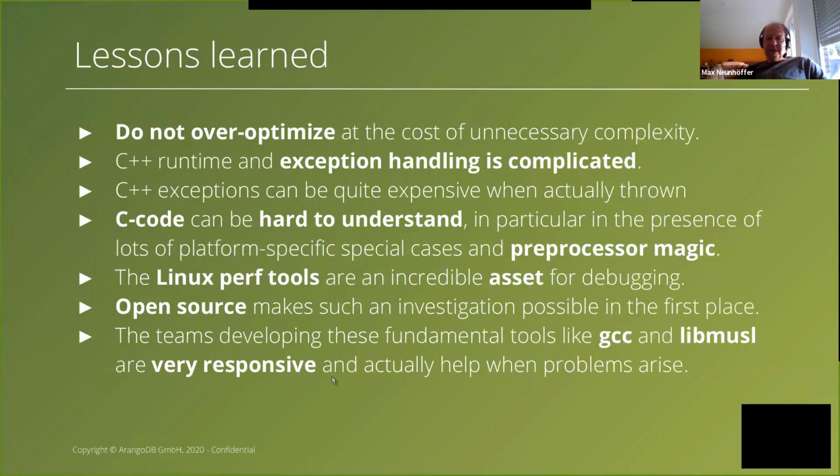So for me, what are the lessons learned, other than that I learned a lot about exceptions and exception handling, the C++ runtime, debugging, and perf tools? Don't over-optimize if it costs unnecessary complexity. C++ runtime and exception handling is complicated by definition and by construction. I learned in this context as well that throwing C++ exceptions can be quite expensive. I also learned that C code can be very hard to understand, in particular if there's lots of platform-specific stuff and special cases and preprocessor magic, because just to find out what a certain function is actually doing in your configuration is damned hard.